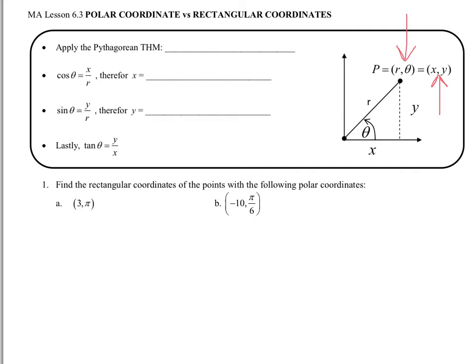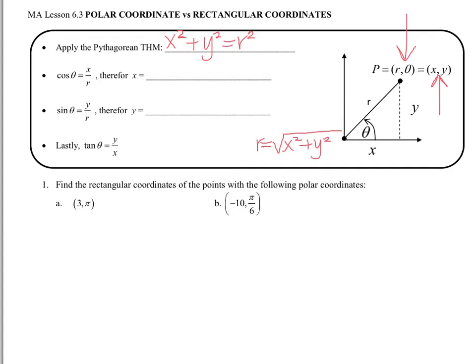So the first thing we're going to do is apply the Pythagorean theorem to this triangle. That's going to be x squared plus y squared equals r squared. So not only can we use this equation this way, x squared plus y squared equals r squared, we can also write it this way: r equals the square root of x squared plus y squared. So those two equations are going to come in handy as we solve for r and as we solve for x and y.